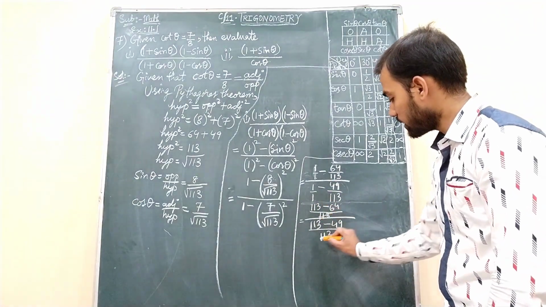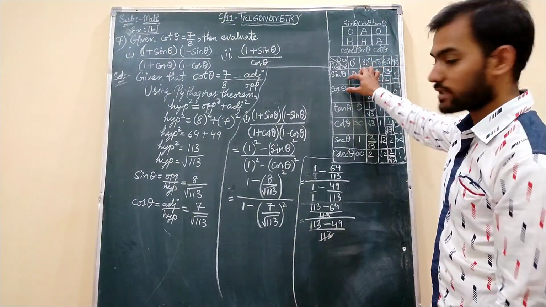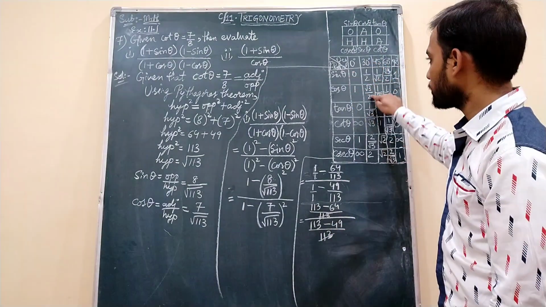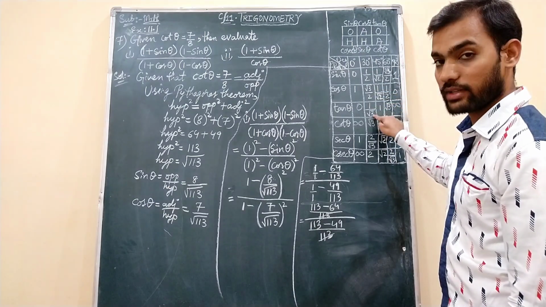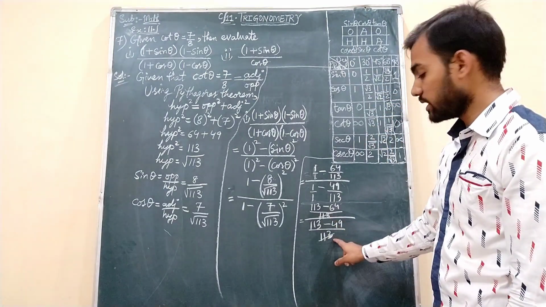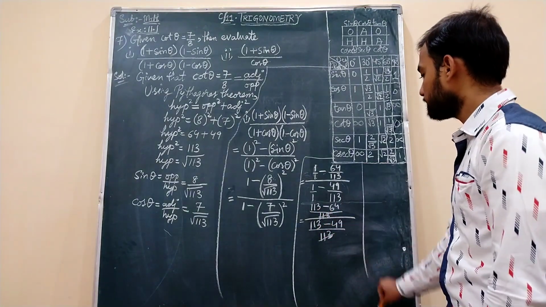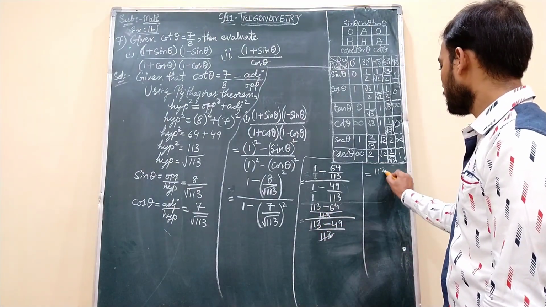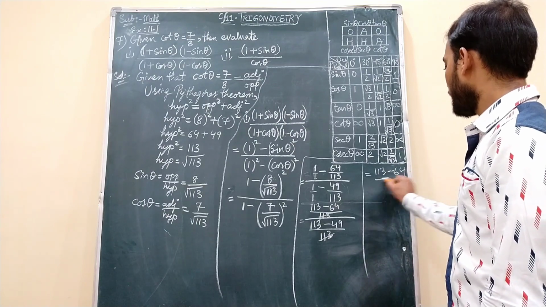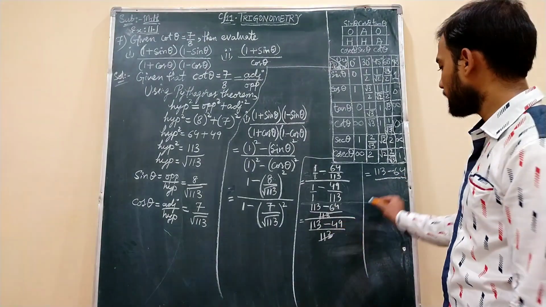Now this 113 gets cancelled. We have learned this with sin theta by cos theta, where the two get cancelled and we get 1 by root 3. Similarly, this 113 gets cancelled. In the numerator we have 113 minus 64 divided by, in the denominator, 113 minus 49.